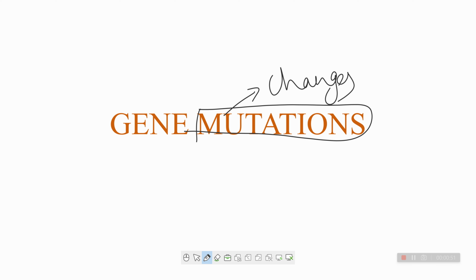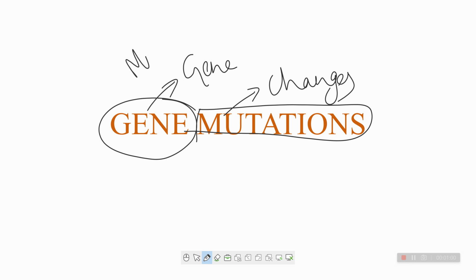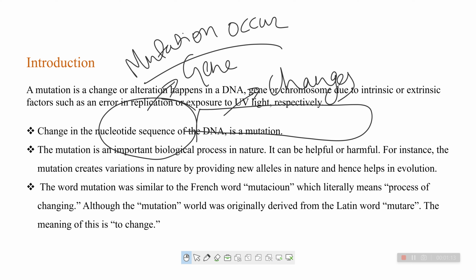Here we discuss gene mutation. It means mutation that occurs in the gene; that mutation is known as gene mutation. So here we study mutation in the gene. First of all, the introduction. What is gene mutation? I already told you that mutation means a change or alteration.